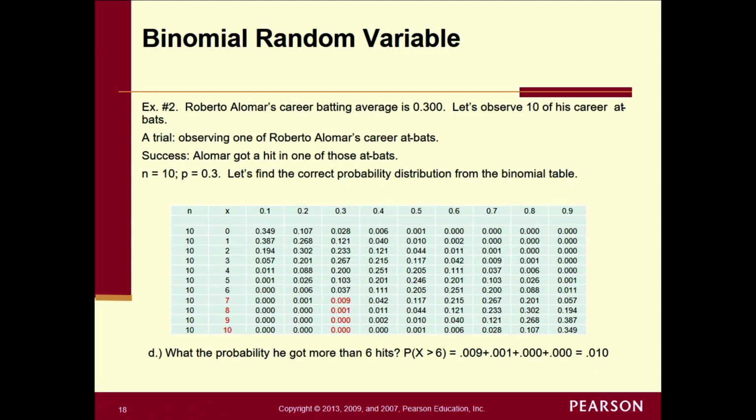Now, notice for 9 and 10, we have 0.000. It doesn't mean that there's no probability there. It's just that the probability is so small, at 3 decimal places, it turned out to be 0.000. Okay, there is probability there, but it's really, really small.